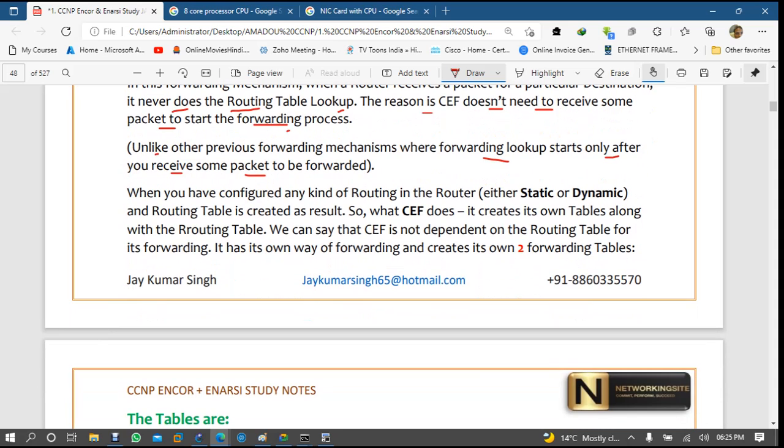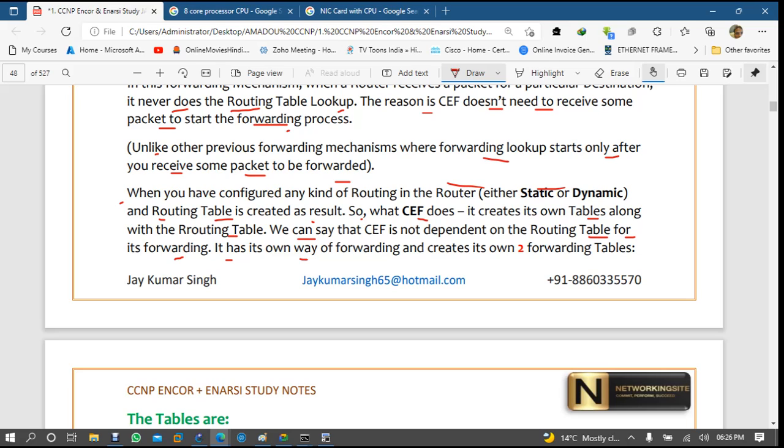When you have configured any kind of routing in the router, either with static routing or dynamic routing, and the routing table is created after that, what CEF does is create its own table along with the routing table. It's the same as the routing table. We can say that CEF is not depending on the routing table for forwarding the packets. If any data is coming, it will come to CEF and CEF will forward. No need of routing, because it has already copied everything.